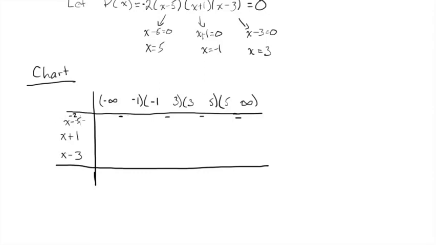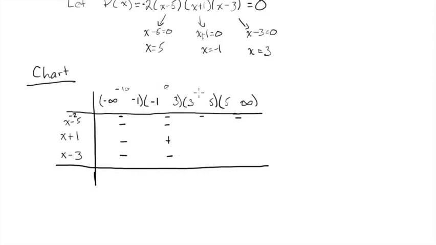Now look at x minus 5. Pick a number in the first interval. Let's say negative 10. So this would be negative, this would be negative, and this would be negative. Negative 10 minus 3, negative. Negative 10 plus 1, negative. Negative 10 minus 5, also negative. Now I'll pick a number between negative 1 and 3. Say 0. Always like 0 if I can. So 0 minus 5 is negative. 0 plus 1 is positive. 0 minus 3 is negative.